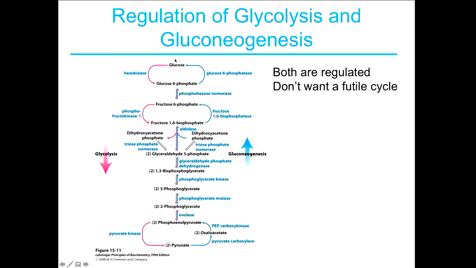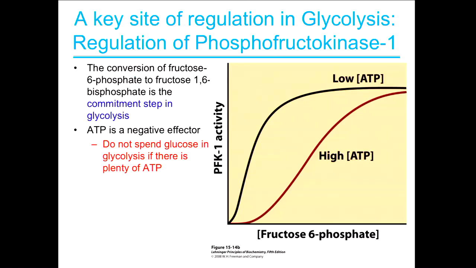If you have it all going on all the time, you're going to be making some ATP, but you're actually going to be burning up even more. You're just going to lose so much energy that the cell wouldn't survive. So this is what's called a futile cycle. You're breaking down glucose, getting a little energy, but then you're just using it all. You're not making any progress. So we need to regulate glycolysis and regulate gluconeogenesis.